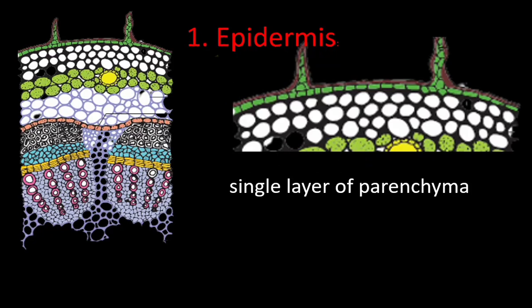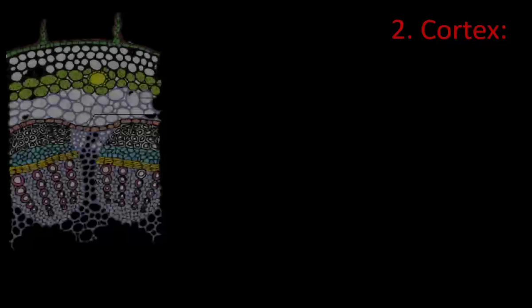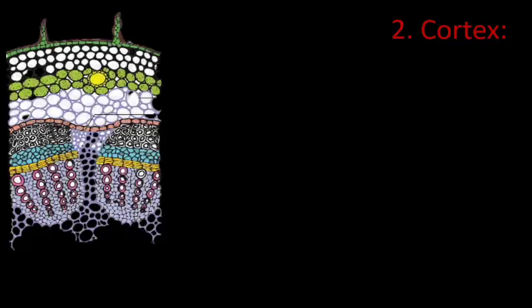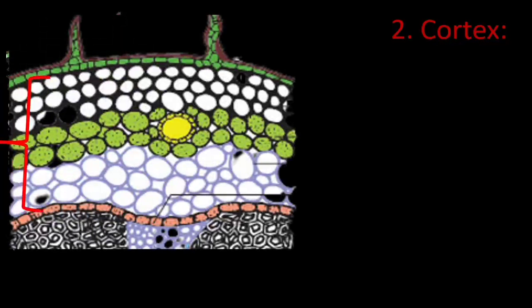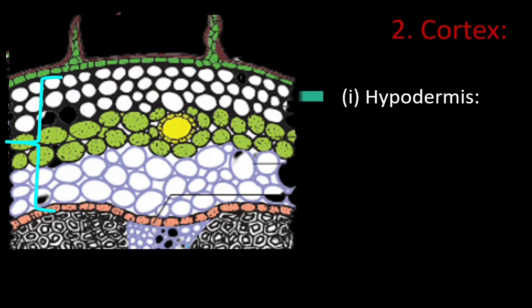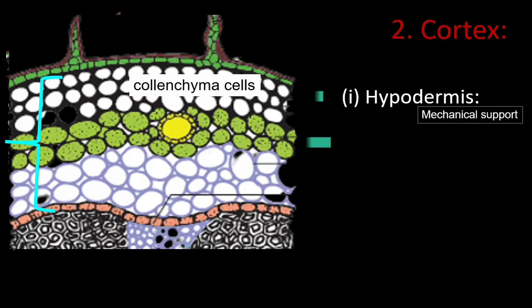Inner to the epidermis there is cortex. Cortex forms the second part of Dicot stem. The cortex has three zones. The first part is hypodermis. The hypodermis is made up of collenchyma cells. Collenchyma cells have thick walls. So these cells give mechanical support to the plant body.